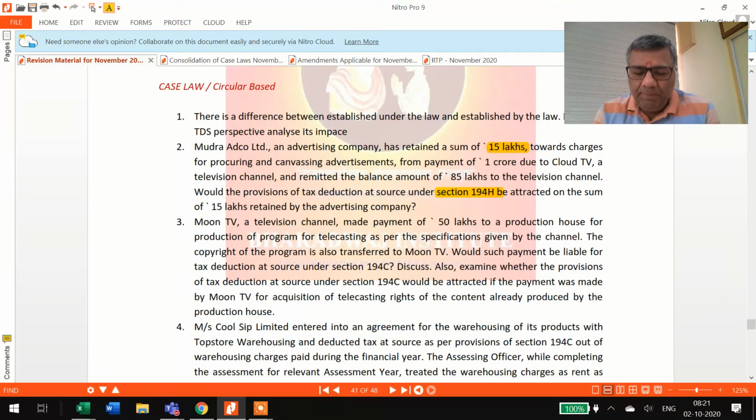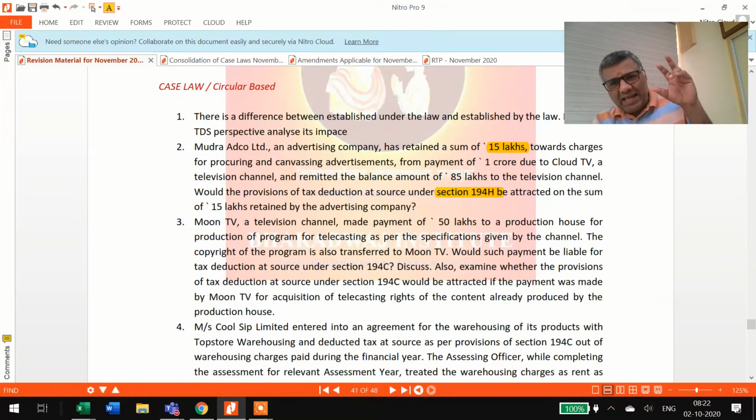Moon TV, a television channel, made a payment of 50 lakhs to a production house for production of a program for telecasting as per the specification given by the channel. The copyright of the program is also transferred to the TV. Would such payment be liable under 194C? Discuss. Also examine whether the provisions of TDS at 194C would be attracted if the payment was made by Moon TV for acquisition of telecasting rights.